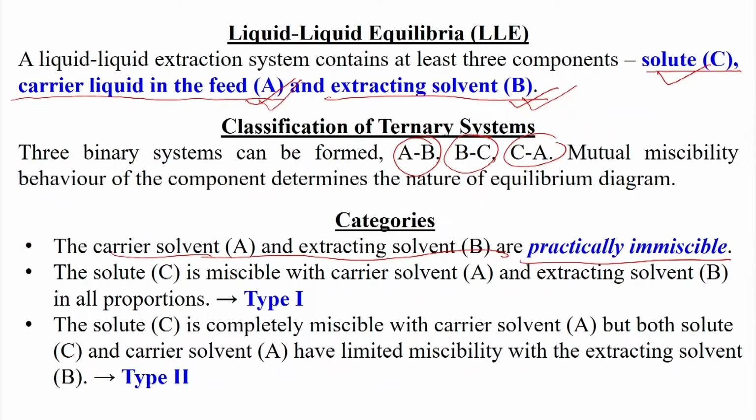That is one system, of no use in general in a liquid extraction system if the solute is not miscible. Here the carrier solvent and extracting solvent are practically immiscible, so these two are not miscible with each other, but the solute C can be miscible with both A and B. The second type is where the solute is miscible with the carrier solvent and extracting solvent in all proportions, that is type 1.